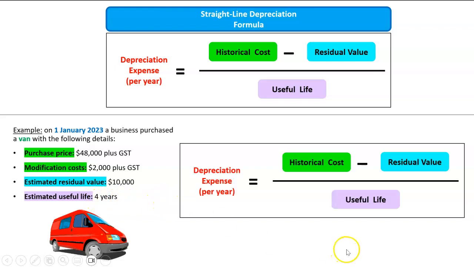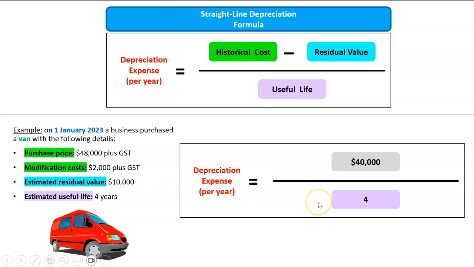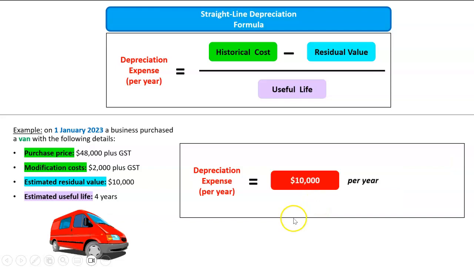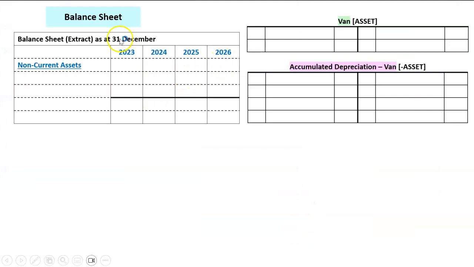So we plug all those numbers in. The cost would be the 48 and the 2, which is 50. Take out the residual value of 10, useful life of 4. So that was $40,000 divided by 4 years. That's $10,000 per year.